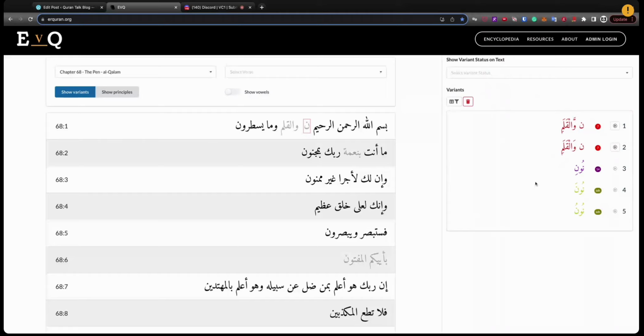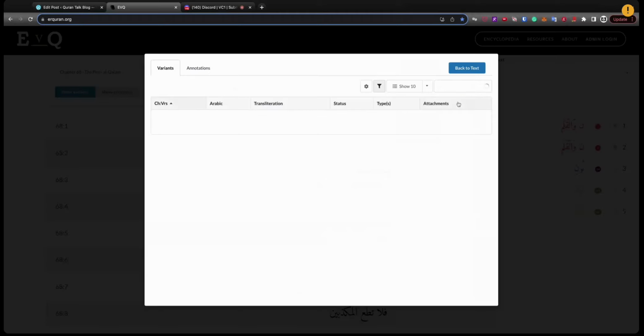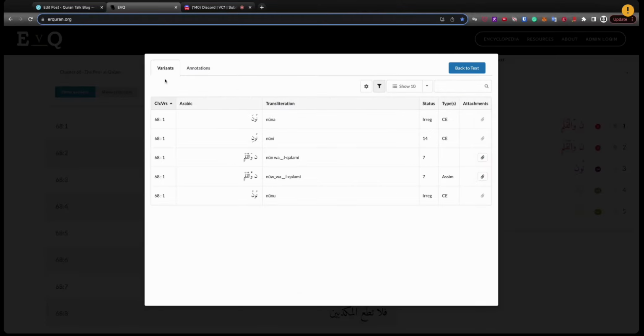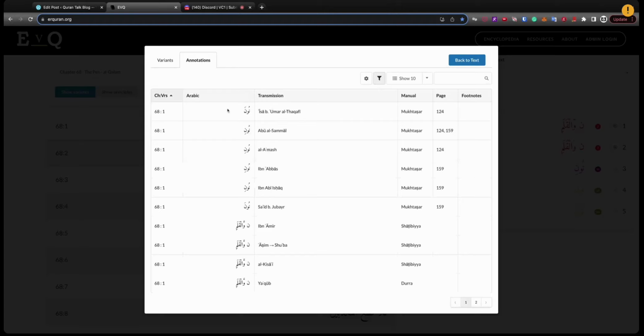All right, so now we're going to see these variations. If you go here, it's going to tell you all the variations, the transliteration, and then it has the annotation, so this is where this came from. If we look, there are 6 different transmitters who recited it as Nun wa Nun.